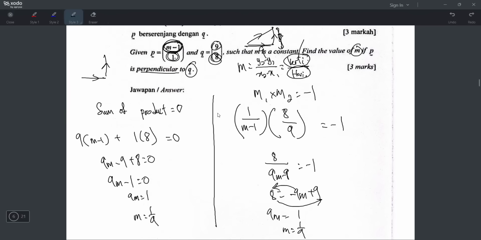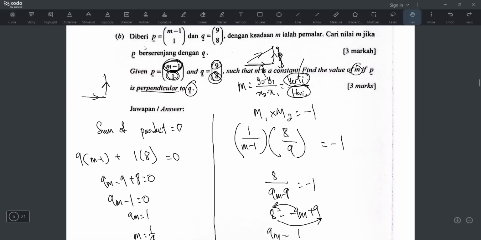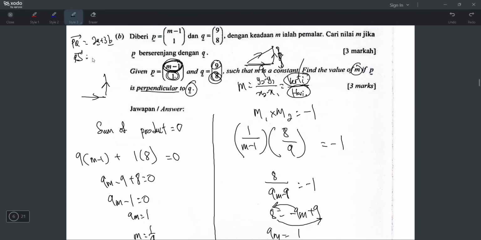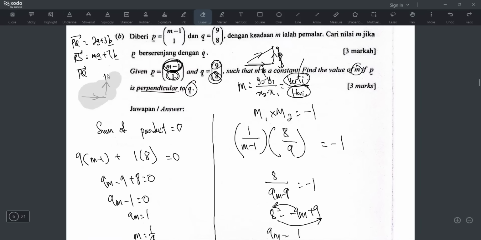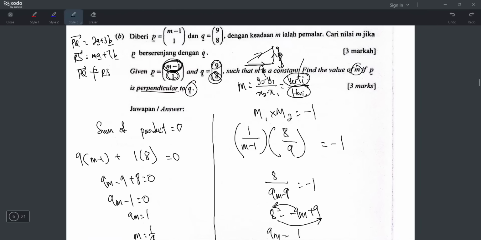But what if I change the question? I write my vectors, let's say PQ and RS. But this time I give 2A plus 3B, and this one I give mA plus 7B. And I say PQ is perpendicular to RS. If it's parallel, how do you do it? Just take m over 2 equals 7 over 3. Because if it's parallel, you can straight away do it like that. Just take the coefficient divided by the coefficient, and it equals the other divided by the other one. Yeah, if it's parallel. Or if you want to use the lambda method, that's also possible.